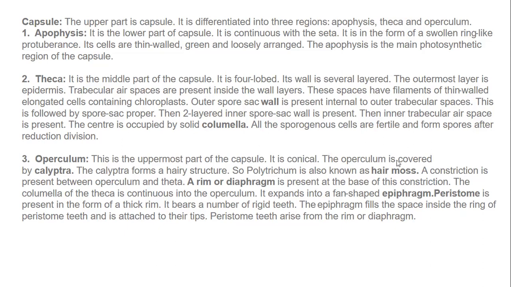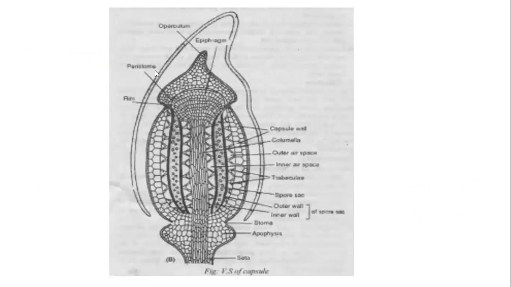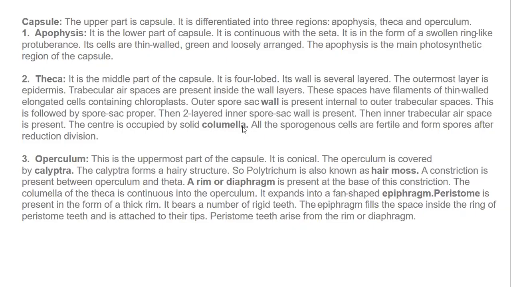Now, this operculum is surrounded by a sterile tissue, which we call the calyptra. This forms a hairy structure. So this is a calyptra. Okay. Now, this region is a hairy region. That is the reason why Polytrichum is commonly called hair moss. And the capsule is surrounded by certain small hair-like structures. So it is commonly called hair moss.